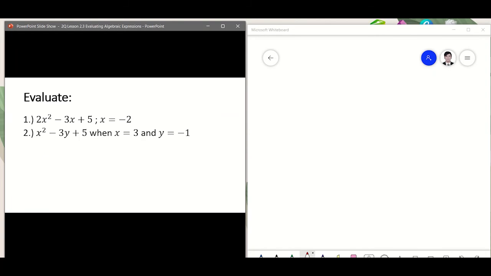So let's try some examples. Number one, evaluate 2x squared minus 3x plus 5 if x is equal to negative 2. So here, let's copy the given. So that's 2x squared minus 3x plus 5. Considering that we know that the value of the unknown variable x is negative 2, what we need to do here is replace x with negative 2. Replacing a variable with a number is also called substitution. So we substitute negative 2 to x.